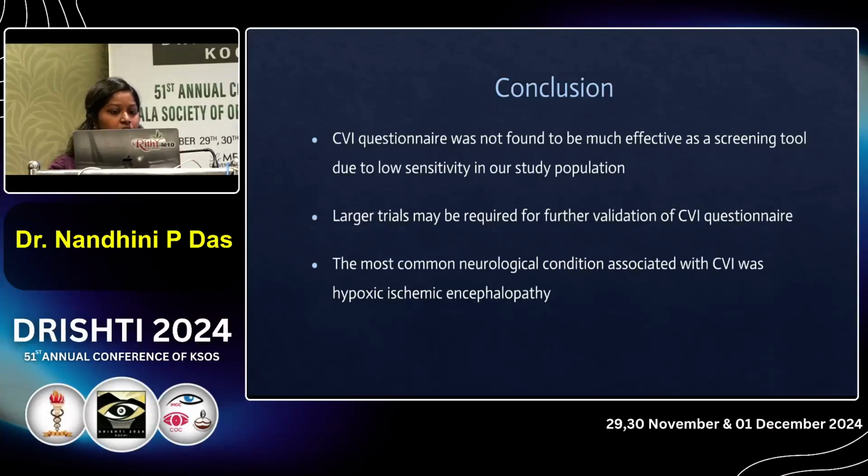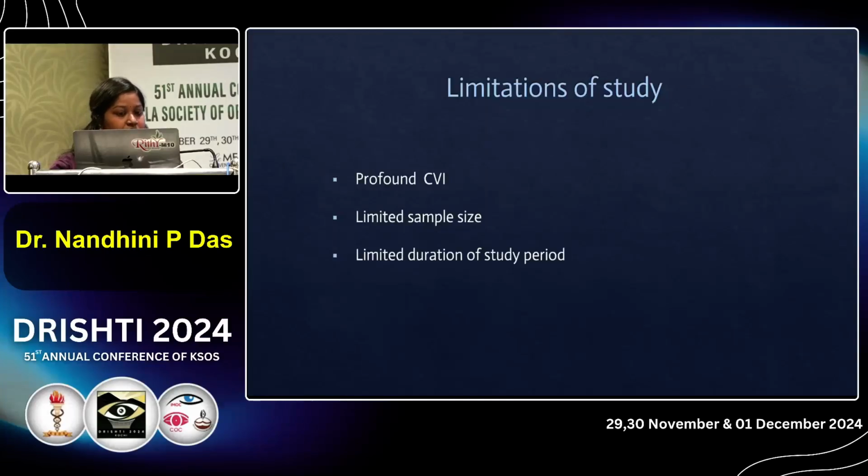Coming to the conclusion, in this study, the CVI questionnaire was not found to be very effective as a screening tool due to low sensitivity in our study population. Larger trials may be required for further validation of the CVI questionnaire. And the most common neurodevelopmental condition was hypoxic ischemic encephalopathy. The limitations of the study: majority of the children were low function CVI, which was profound CVI, and limited sample size and limited duration of the study.